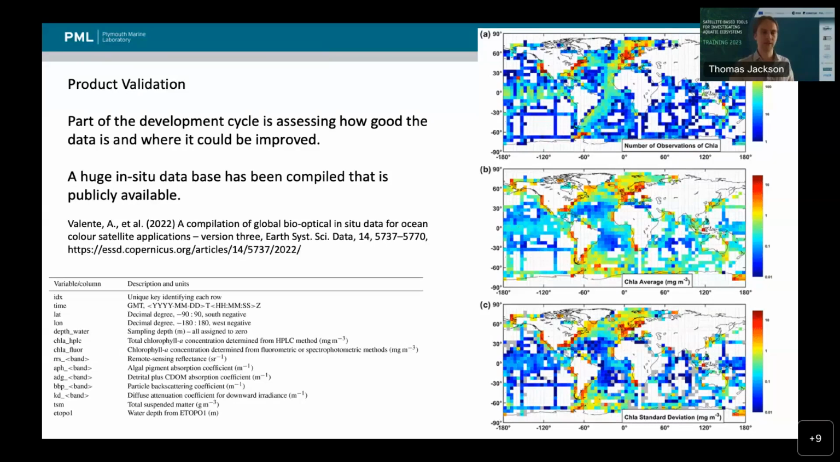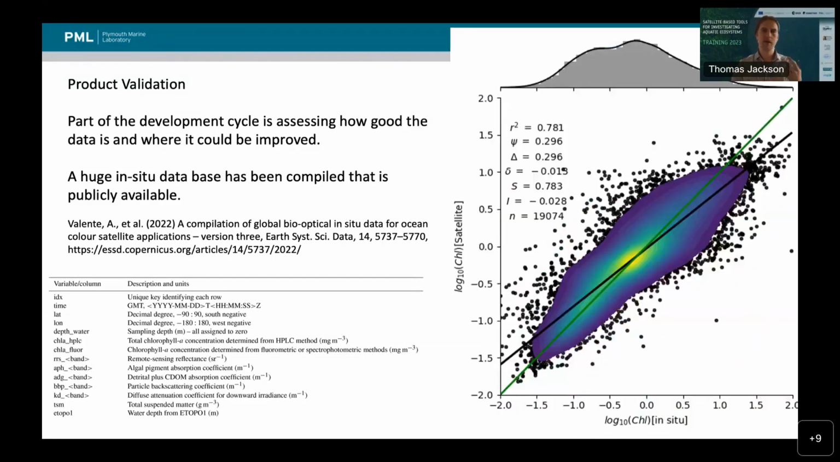And that's publicly available. So I've linked to the paper there, and the data set's on, I think, Pangaea or ESSD. And you can take that and have a look at it yourselves, download it, have a play with it. And when we do that analysis for the OC-CCI products, this is for chlorophyll, we get a pretty good relationship.